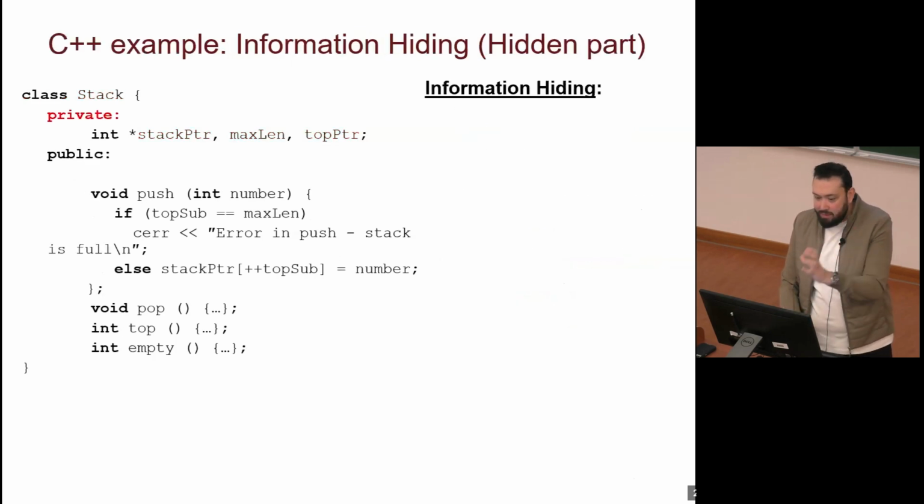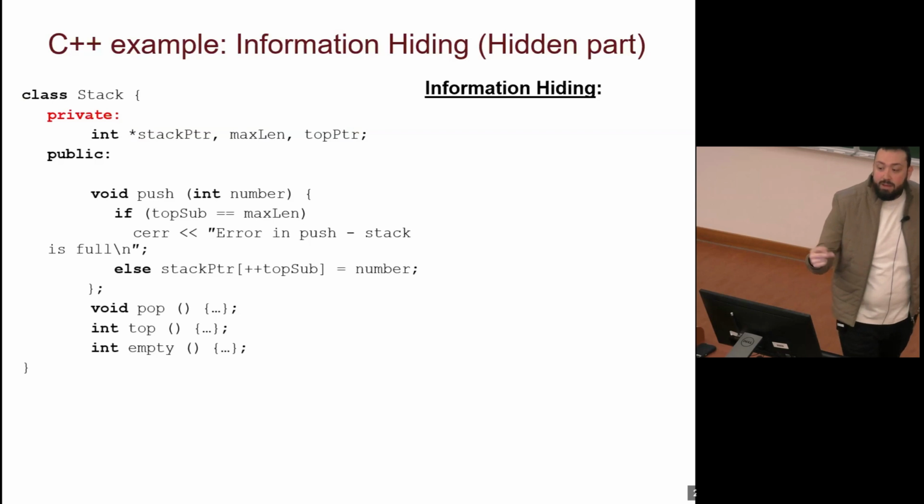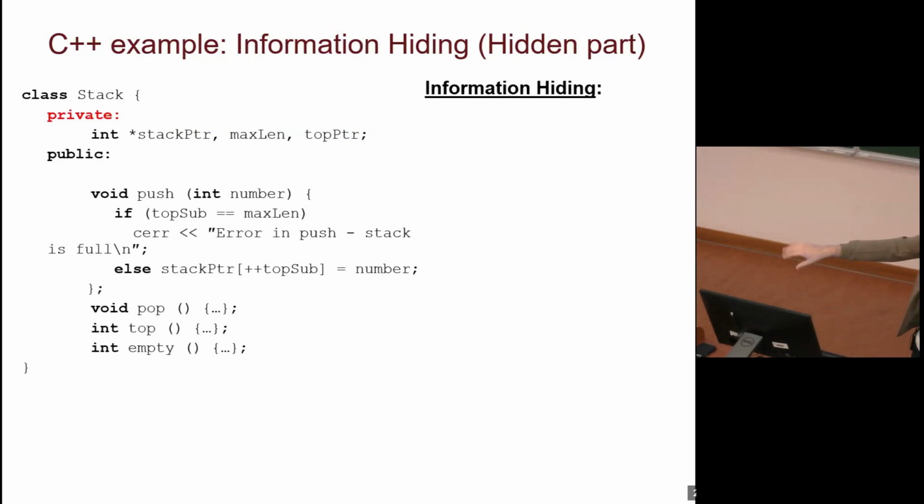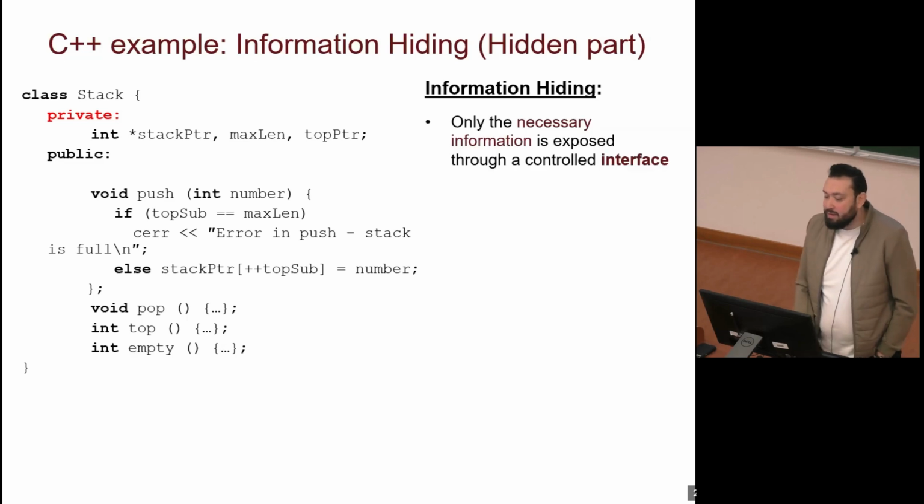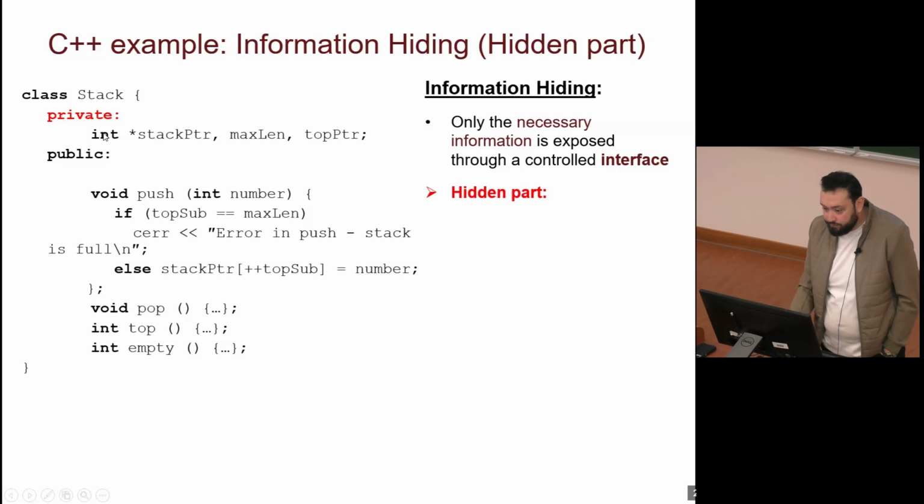Information hiding. So let's take a look. In information hiding, we have two parts. I need to decide the hidden part and the public part. In this case, the hidden part is what? So only the necessary information is exposed through the control interface. What are the hidden part? They are the private. As simple as that. That means in this case, these here are the hidden part.